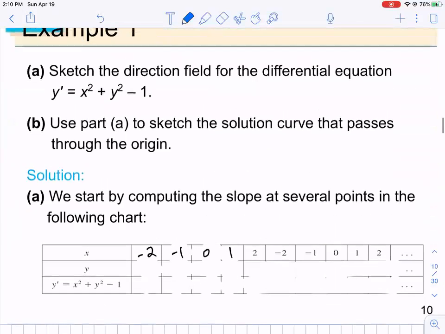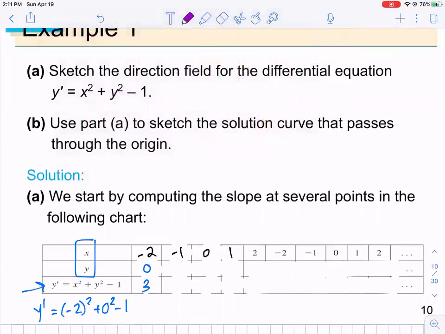Okay, so we're going to do this one. Sketch the direction field for the differential equation, and then use that to sketch the solution curve that passes through the origin. So we've got our equation, and we're basically just going to pick random x, y points that we want to find the slope for, plug it into that equation, and that's going to get me the slope at each of those points. So I'm going to start with maybe -2, 0. So y prime at -2, 0 is -2 squared plus 0 squared minus 1. That's going to equal 3.